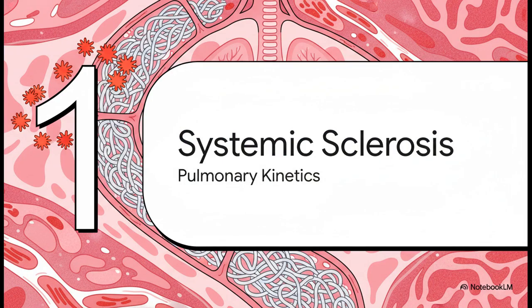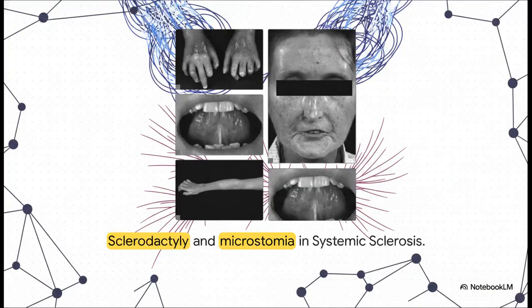Module 1, Systemic Sclerosis and Pulmonary Kinetics. Let's start by looking at the fibrotic deposition mechanism that is so characteristic of systemic sclerosis. This is driven by an intense inflammatory response where excessive deposition of types I and III collagen progressively remodels the patient's tissue. Clinically, you'll see this begin with puffy fingers, but it inexorably evolves into sclerodactyly, which severely restricts joint mobility. You can also see severe microstomia here, characterized by a notable loss of facial wrinkles and a very tight, purse string appearance around the lips.